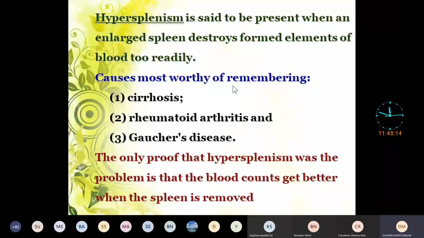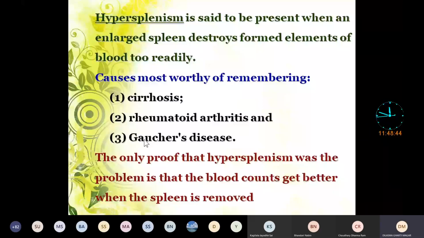Cirrhosis. In case of cirrhosis, what happens? There will be venous congestion, and then it will lead to splenomegaly. Whenever blood congestion is there, there will be more and more venous congestion in the spleen, isn't it? That time also there can be hypersplenism, and in case of rheumatoid arthritis also, and in case of Gaucher's disease also.